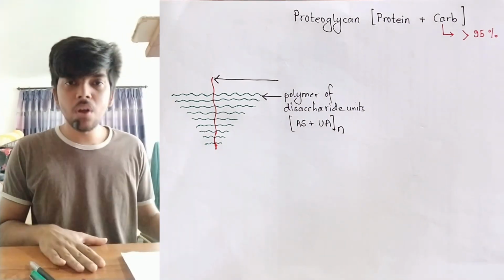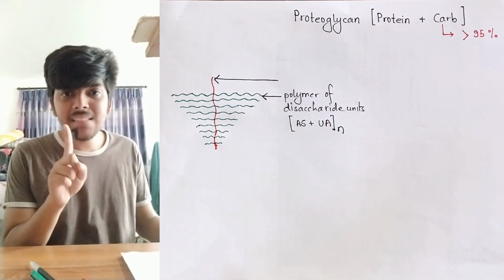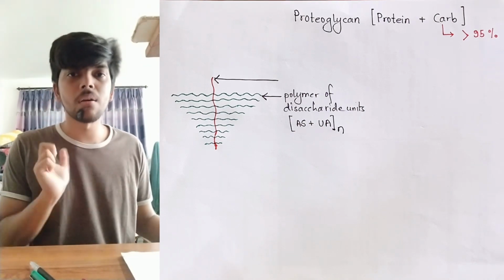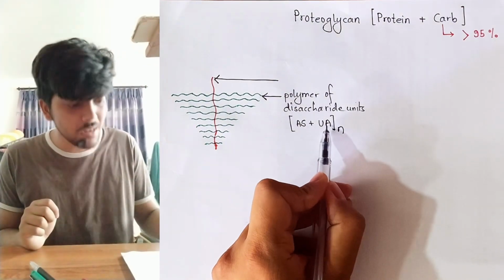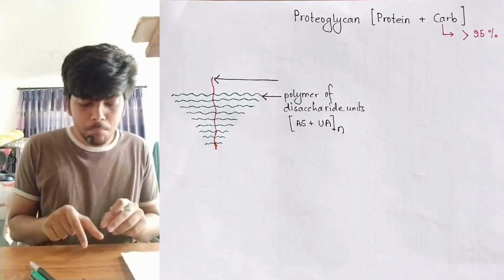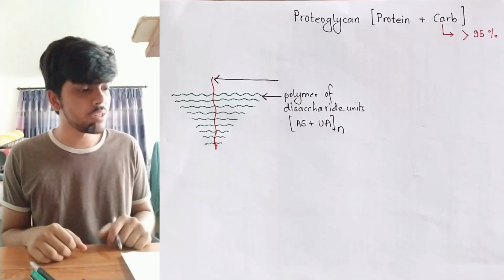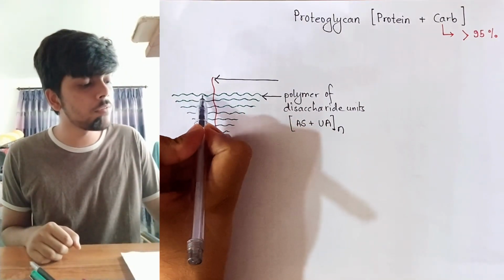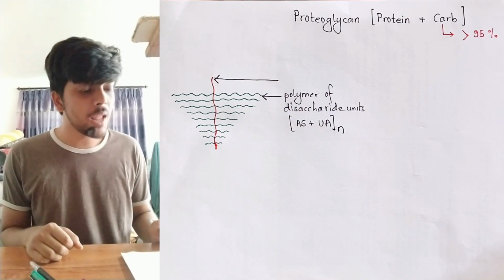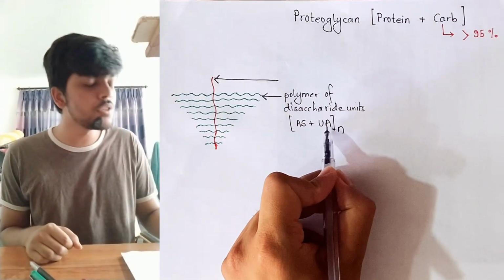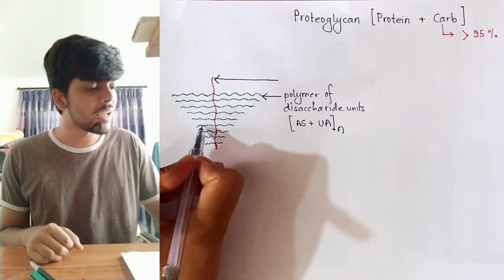Under GAG, we saw that a GAG is composed of repeating disaccharide units, where one disaccharide unit contains two different sugars, one amino sugar and another uronic acid. Amino sugar plus uronic acid forms one disaccharide unit, and many disaccharide units together form one polymer of disaccharide units. So what I have represented here with the help of this green wiggly line is a polymer of disaccharide units, or a polymer of amino sugar plus uronic acid.